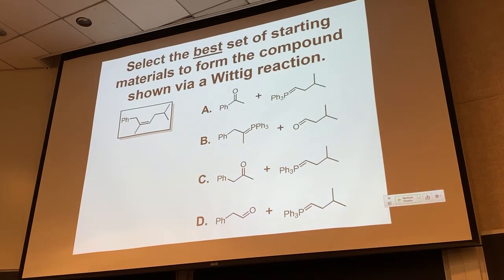Okay, so first of all, which of these four choices would actually work to make this alkene? Which two of the four choices would work? Yes, B and C. So we can eliminate A and D. They would give different alkenes. We need to count carbons in order to figure that out. So we count carbons. We arrive at B and C.